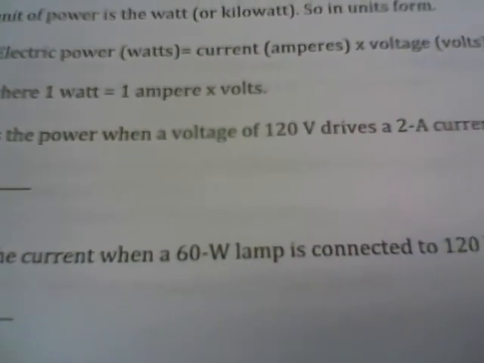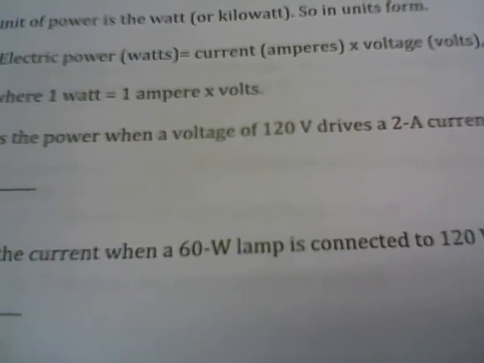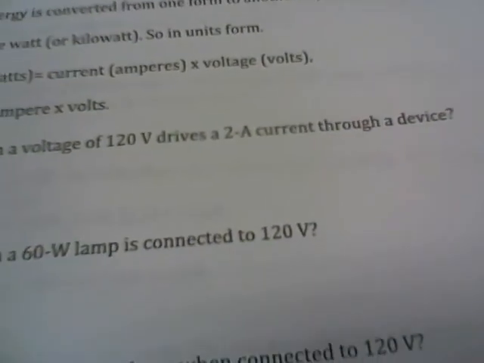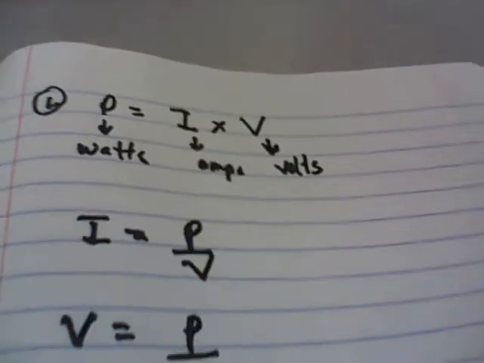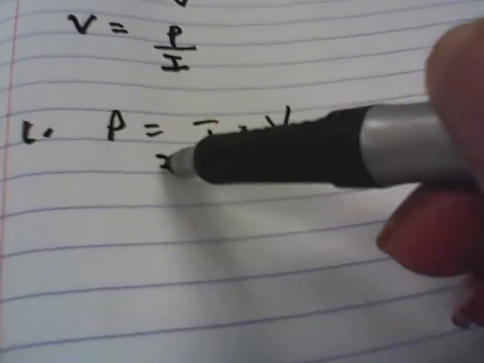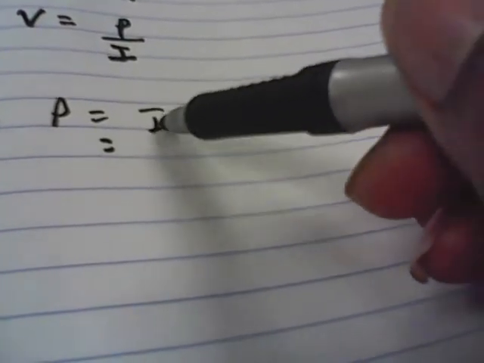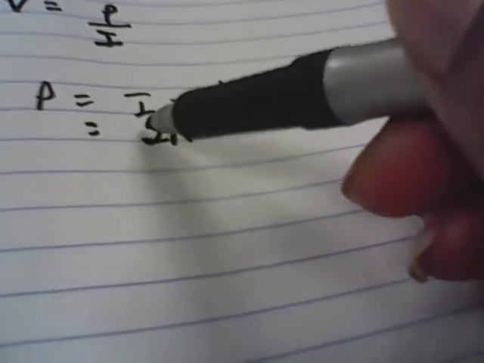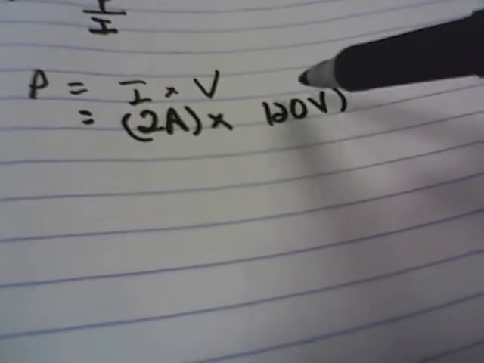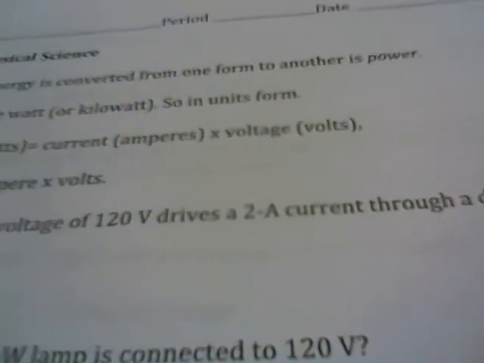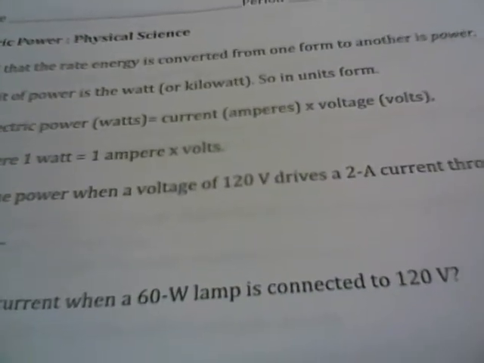So it says, what is the power when you have a voltage of 120 volts driving a 2 amp current through a device? So we know the equation for power is P equals I times V. So for number one, we'll go ahead and put that. P is equal to I times V. In this particular one, current is 2 amps times the voltage, which was 120 volts.